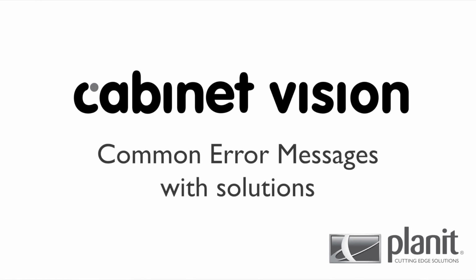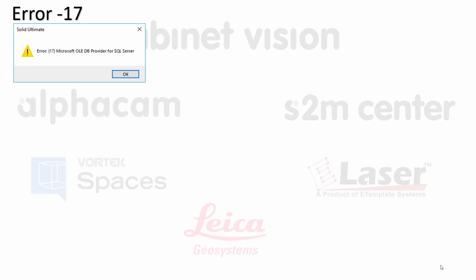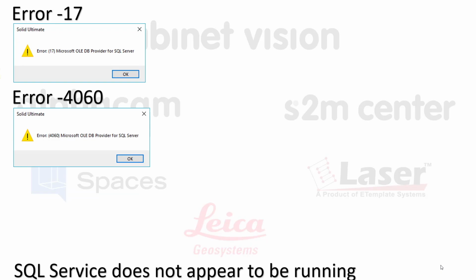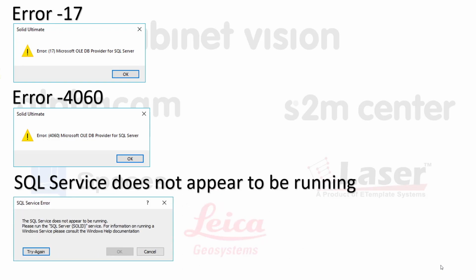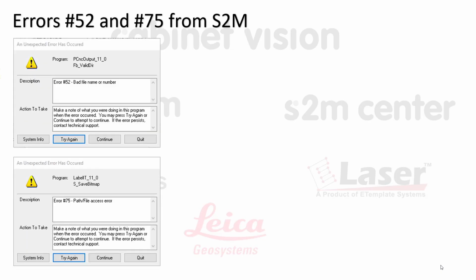Today's video is focusing in on some of the error messages seen in Cabinet Vision and S2M, and to provide you with some helpful troubleshooting techniques you can use to rectify them. The errors that we will be looking into today are Error 17, Error 4060, the SQL Service Error, and Errors 52 and 75 from the S2M Center.